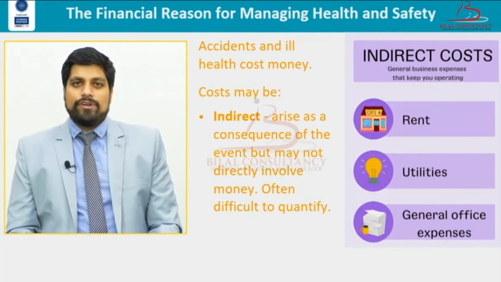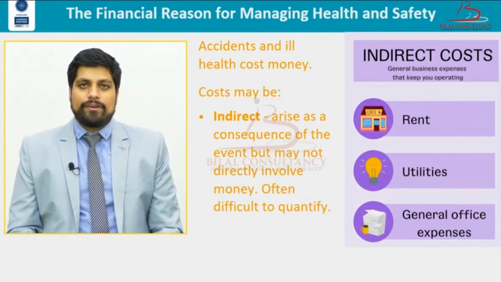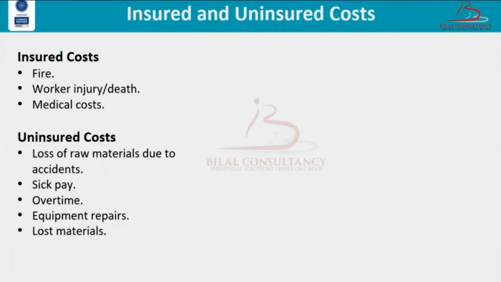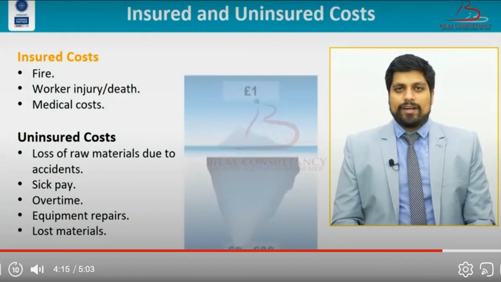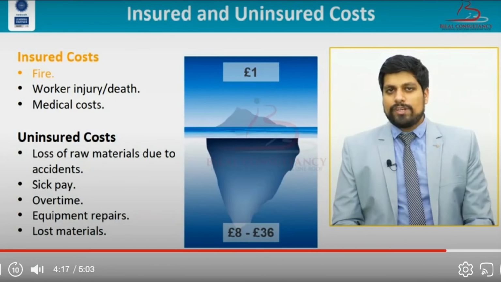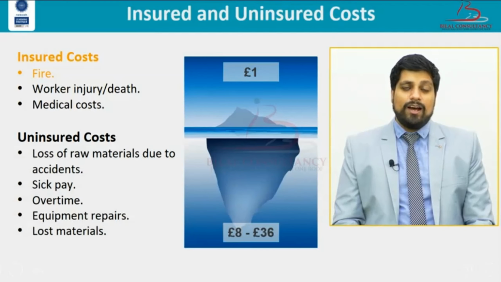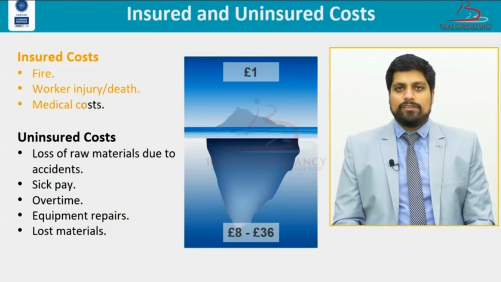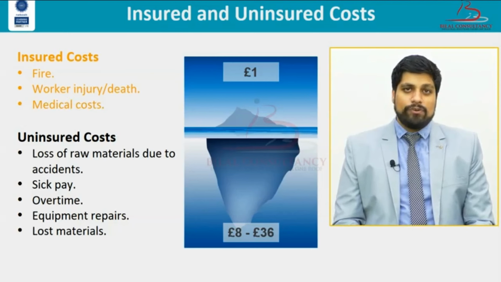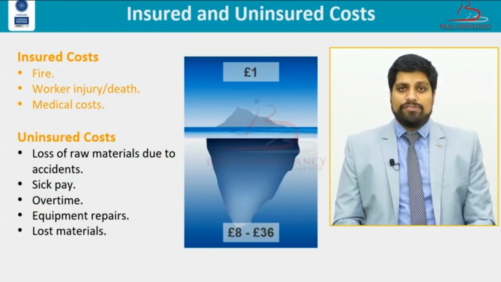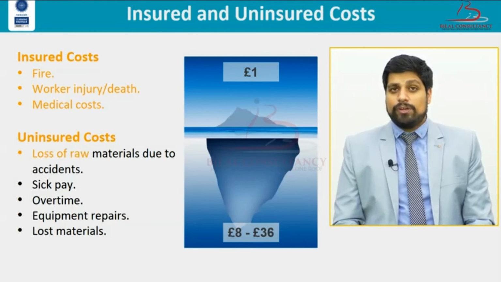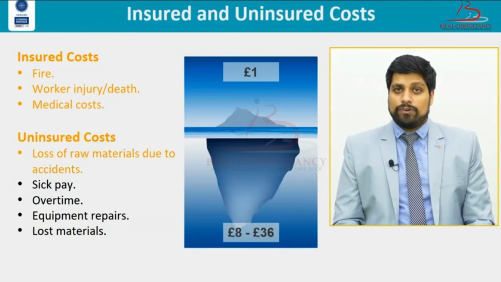Now going forward, from the direct and indirect costs, we can derive that there are two types of costs also, insured and uninsured costs. Direct costs basically are insured costs, and indirect costs basically are uninsured costs. Again, I will give you an example. The insured costs are the first aid which you are giving to your employee, and all the medical and hospitalization facilities which you are giving to your injured employee. All of these come under insured costs.